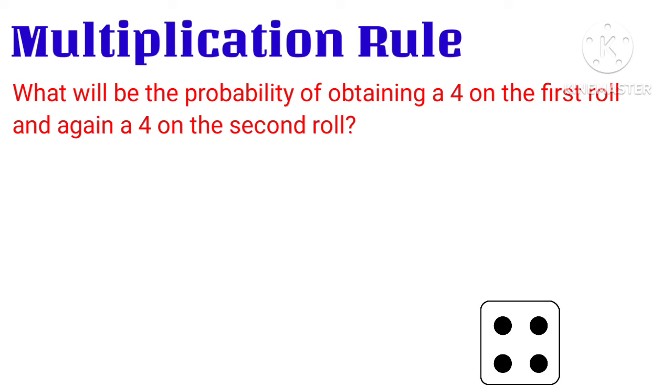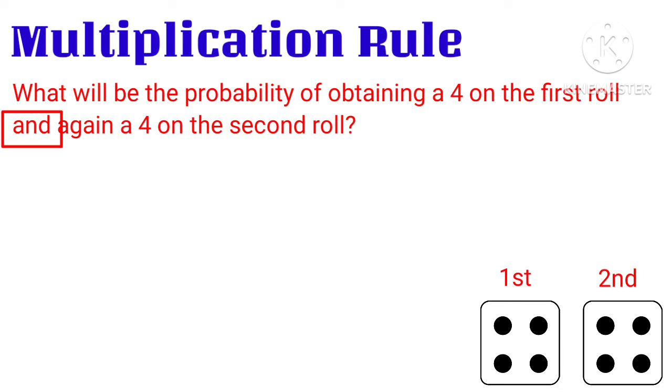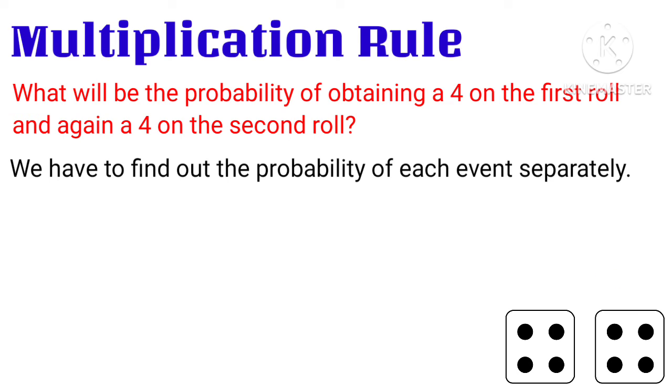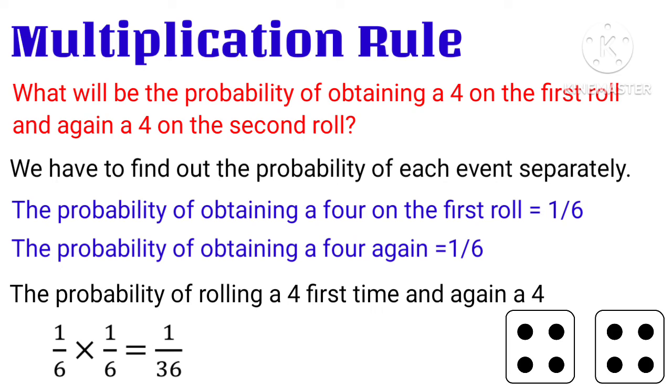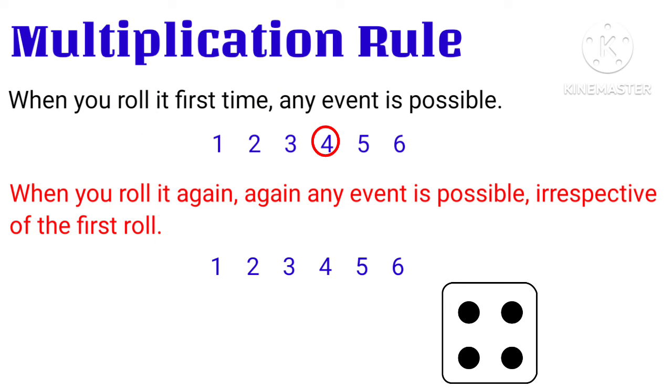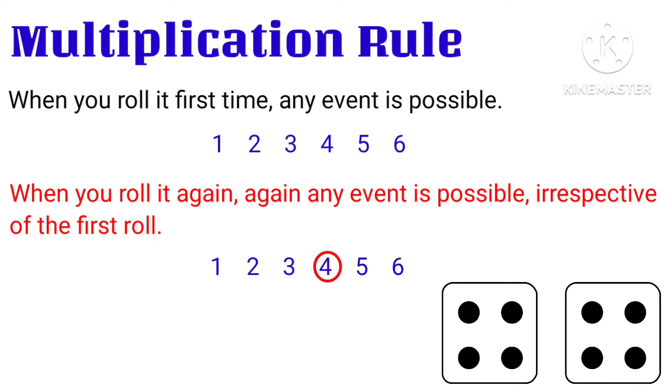What will be the probability of obtaining a 4 on the first roll and again a 4 on the second roll? In this case, you have to find out the probability of each event separately. The probability of obtaining a 4 on the first roll is 1 by 6 and the probability of obtaining a 4 on the second roll is also 1 by 6. Therefore, the probability of rolling 4 two times is 1 by 6 times 1 by 6, or 1 by 36. The number that comes up on one roll of the die has no influence on the number that comes up on the next roll. So these two events are independent.